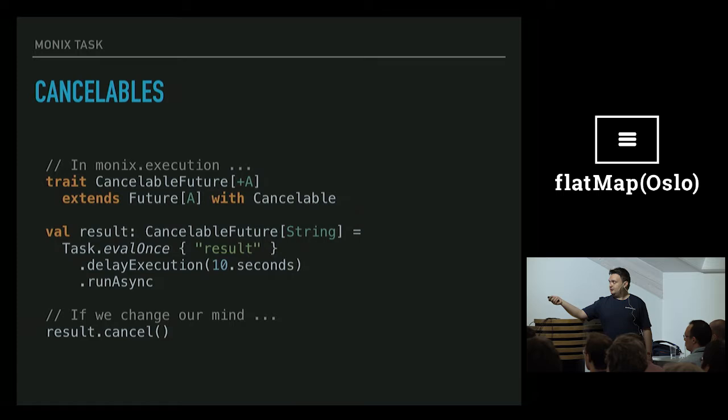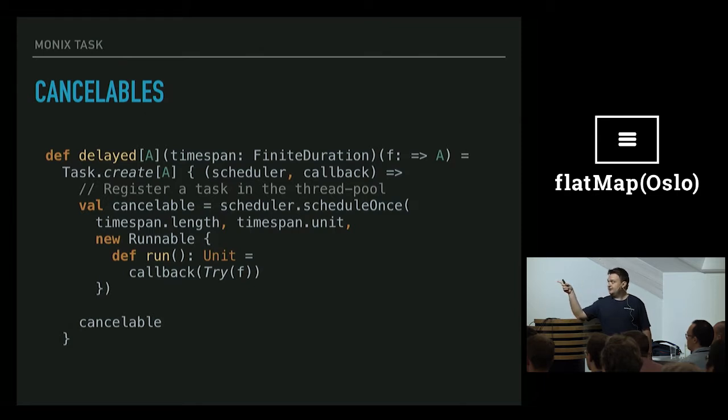As I said, cancelable future inherits from future. With cancelable, it just exposes the cancel method that communicates to the producer that cancellation is desired. It's just a guideline. It's not forced. If the thread is running, it's not going to kill the thread, God forbid. So when doing eval once, delay execution, run async, we can change our mind later. And when doing cancel on it, it's going to really cancel it, because this does a schedule once in the scheduler, and we are going to clean up after ourselves if we cancel.